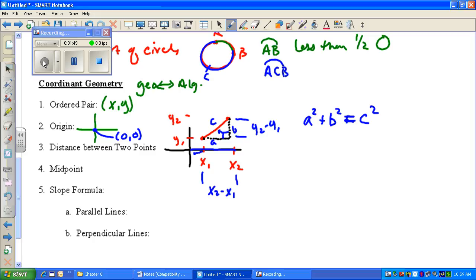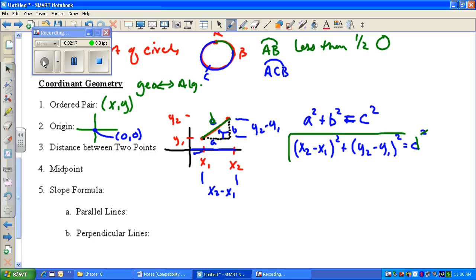And so a squared, the length of a squared is x2 minus x1. Notice I'm going to square it. The length of the second leg, B going up and down, is y2 minus y1. Again, I'm going to square it, and that's equal to c squared. Oftentimes I want to know distance, and so I label this c as a d because this is the distance I'm looking for. And notice it's distance squared, so to undo a square, I must take a square root, and I'm only taking the positive piece of that square root because it's a distance.